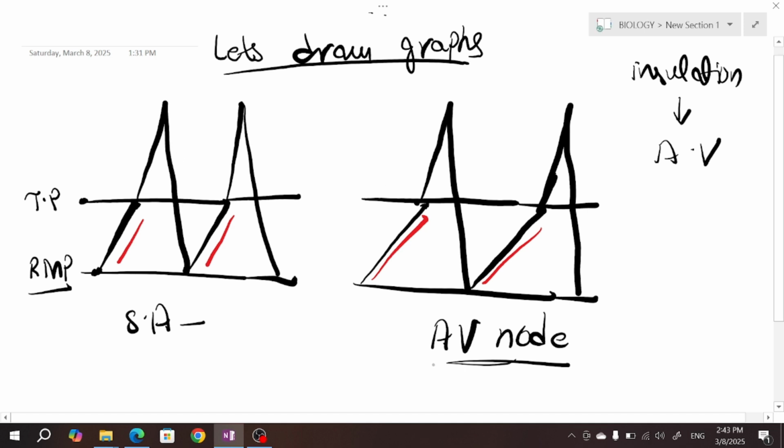And in the case of the AV node, the same thing happens. This line represents the resting membrane potential, and this line represents the threshold potential.